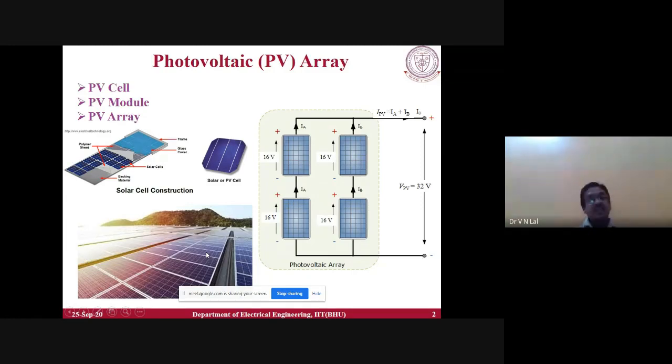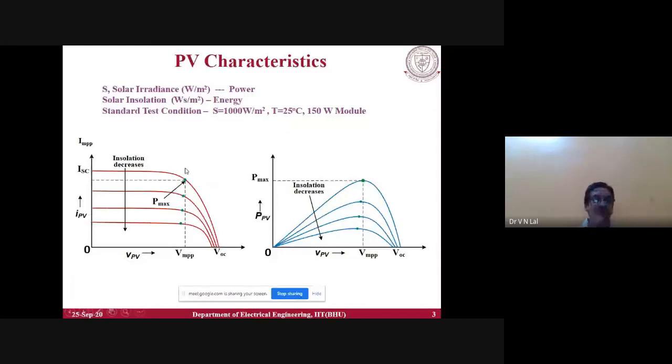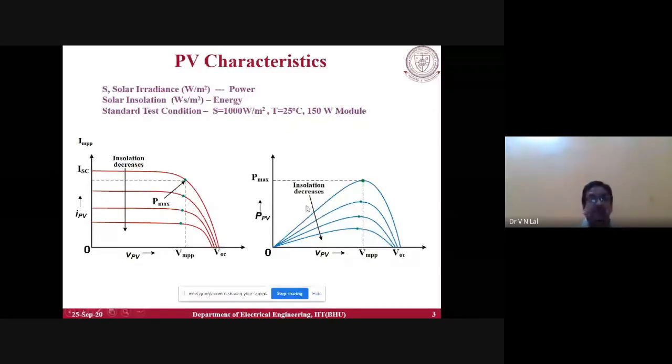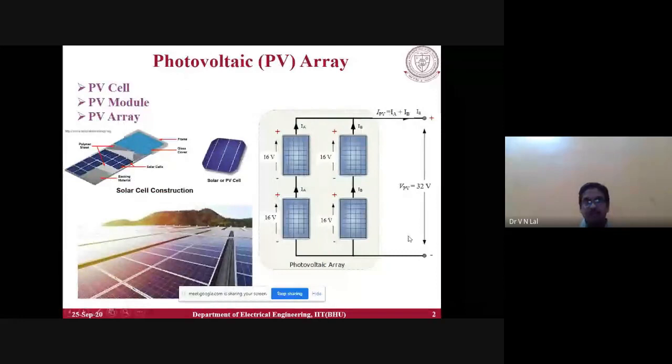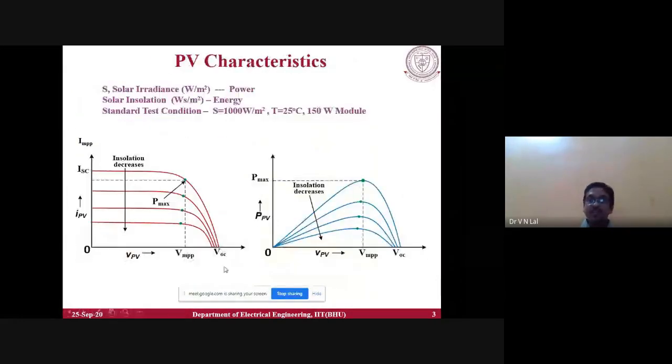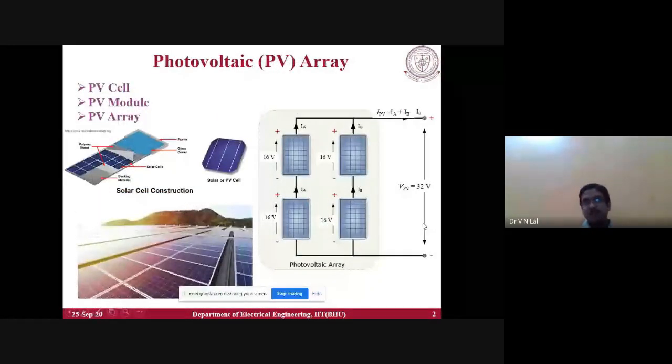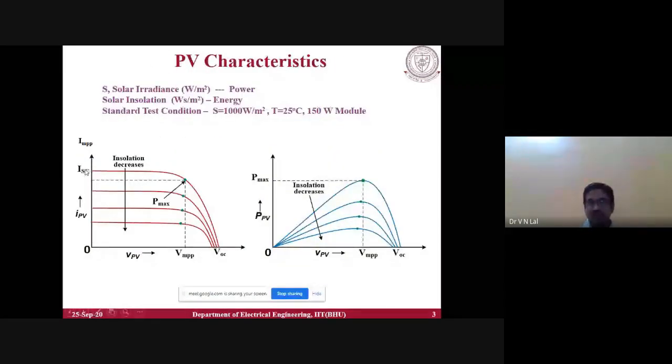So for constant solar irradiance, two types of characteristics are there: current characteristic and power characteristic. When the two terminals across the solar PV array are open, VOC, the open circuit voltage, is there, and current will obviously be zero. Now, if the two terminals are short circuited, the current flowing is known as the short circuit current, and obviously voltage will be equal to zero. This is one characteristic, on standard test condition.